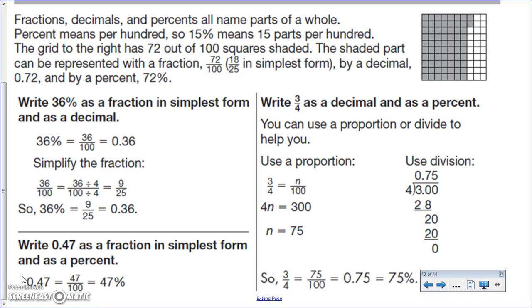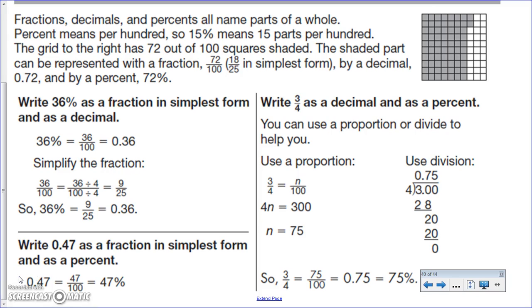For the second example here, write 47 hundredths as a fraction in simplest form and as a percent. So we take the decimal, 47 hundredths, and we just put 47 over 100. 47 is prime, so we can't simplify it. And we know 47 out of 100 equals 47%.